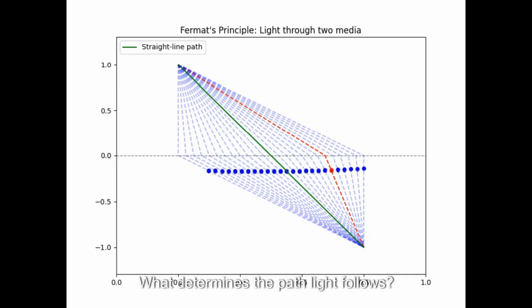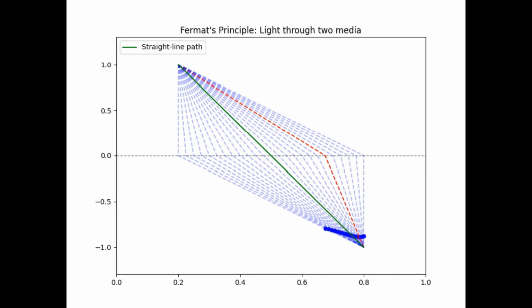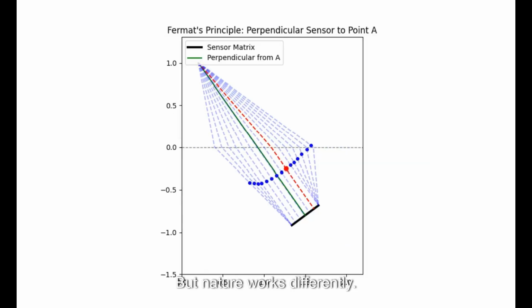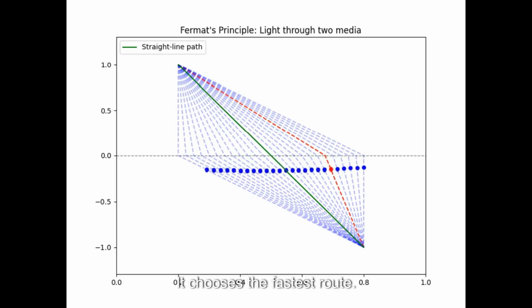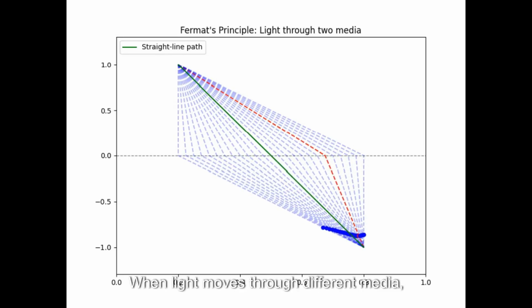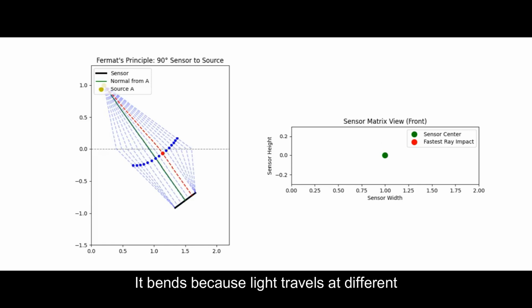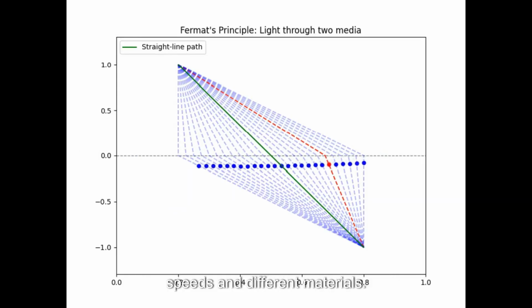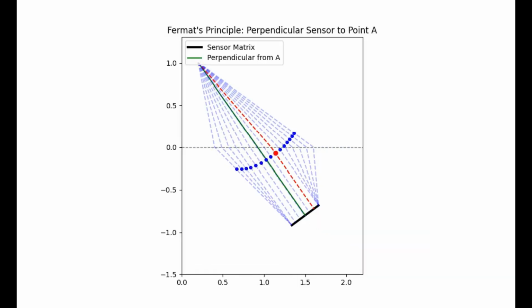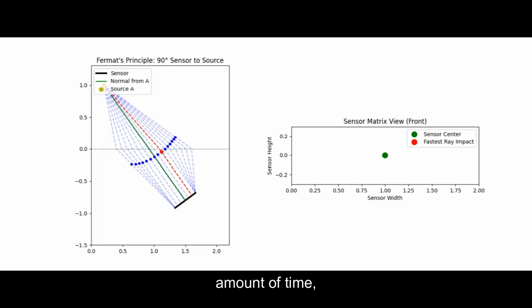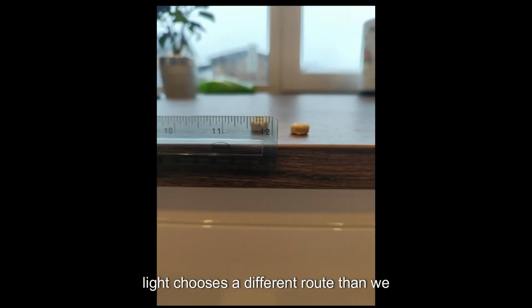What determines the path light follows? At first glance, the answer seems obvious, from source to observer, in a straight line. But nature works differently. It doesn't choose the shortest distance. It chooses the fastest route. When light moves through different media, like from air into water, its path changes. It bends because light travels at different speeds in different materials. Faster in air, slower in water, and to reach its destination in the least amount of time, light chooses a different route than we might expect.